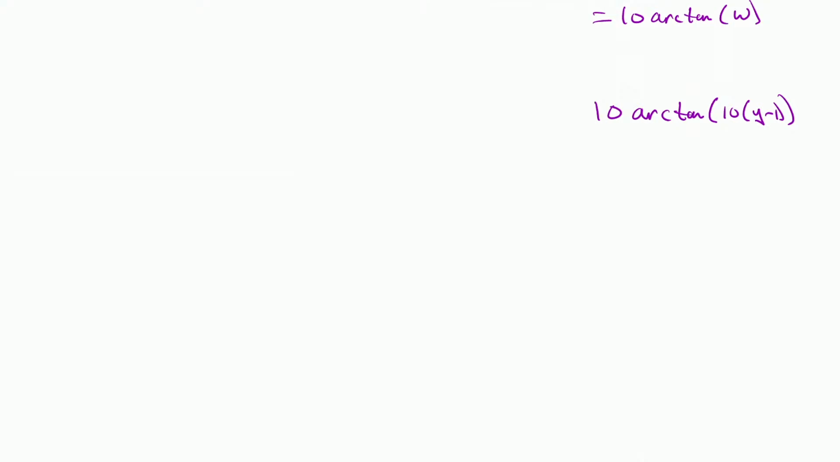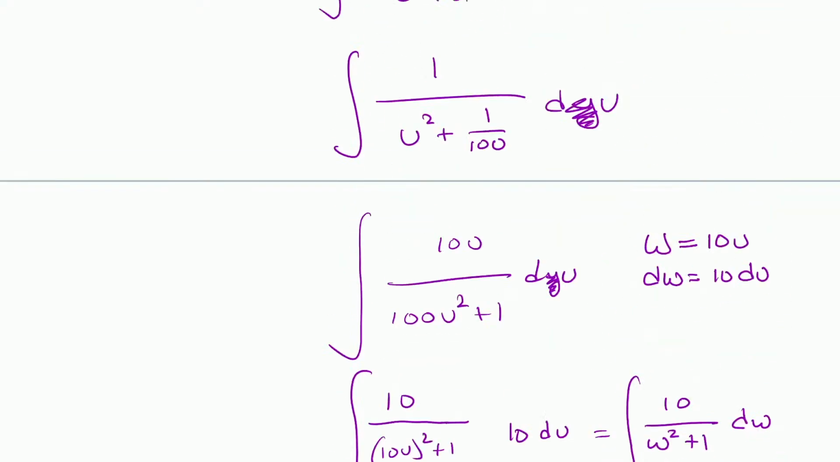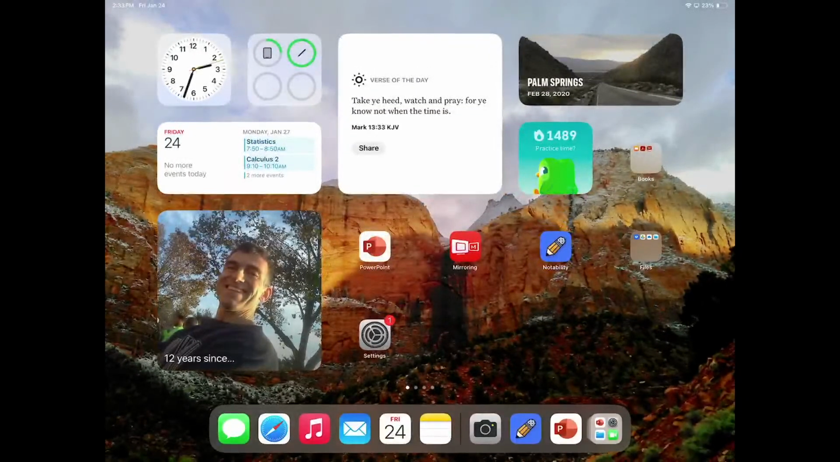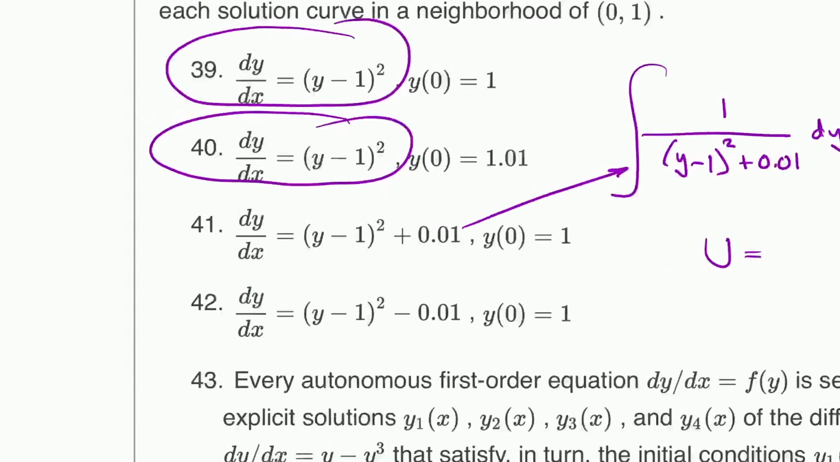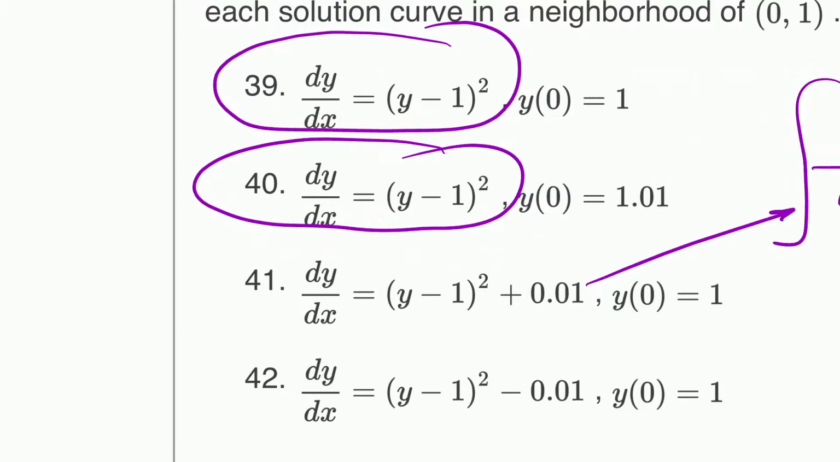Just to illustrate what this set of problems is trying to show, with the first two, let's just walk through these. That one you end up with just the negative 1 over y minus 1. This will also be negative 1 over y minus 1 on the left side. This one, you get an arctangent on the left side.